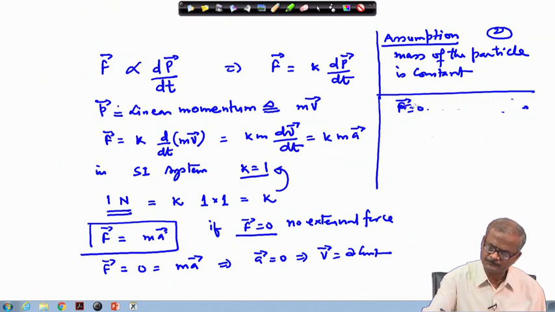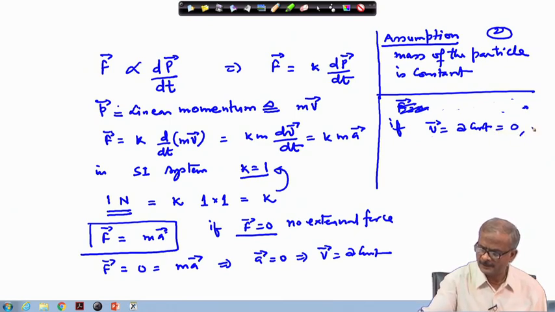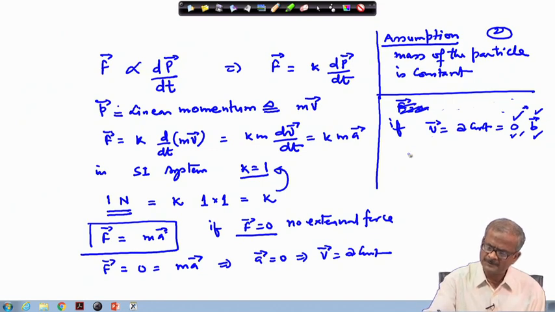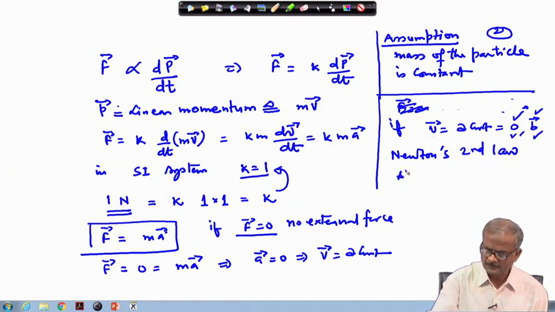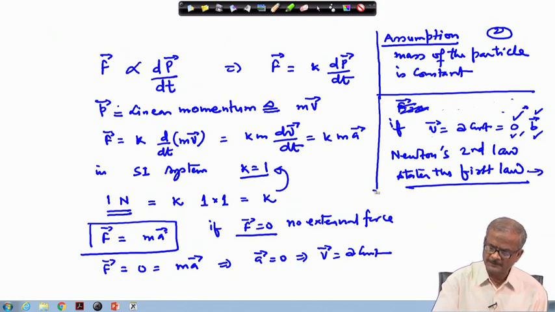So, therefore, if v is a constant, it can be equal to 0, or it can be equal to some parameter v. Both are possible: either it is moving with constant velocity or it is at rest. So, in other words, Newton's second law states the first law. This is what it implies.